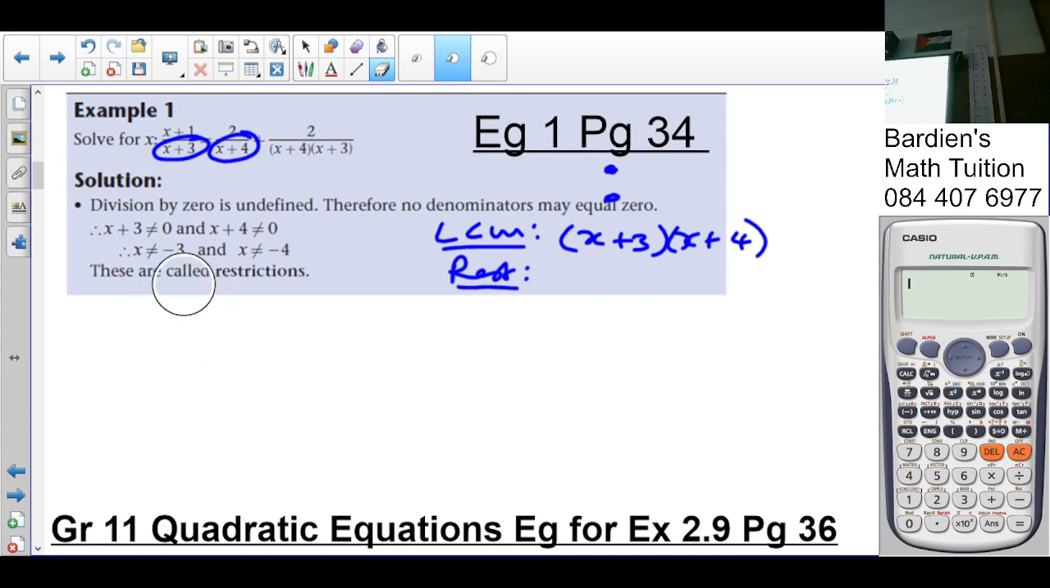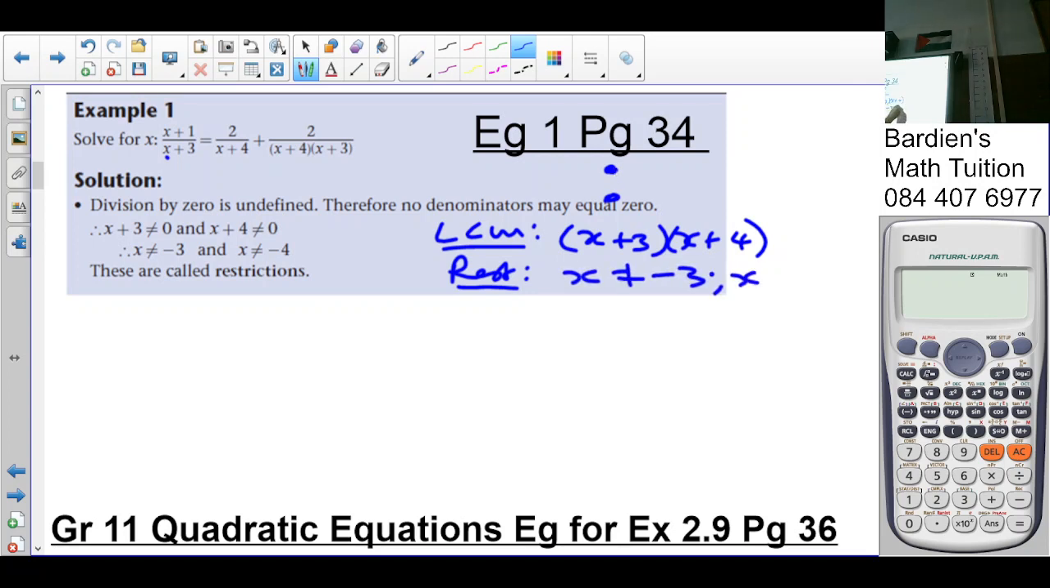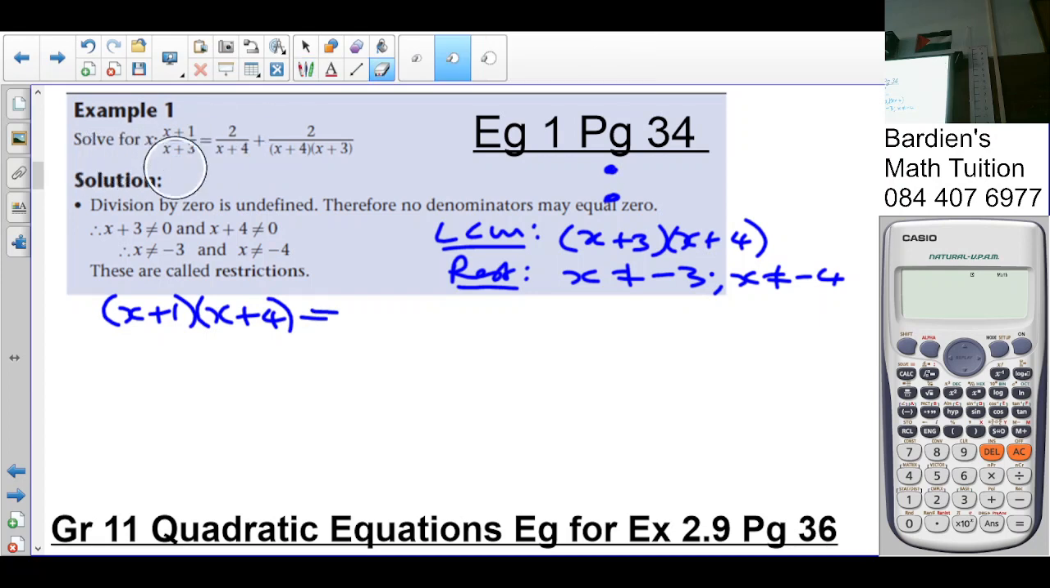So, taking that into account, we know that x plus 3 must be multiplied by what to get us (x plus 3)(x plus 4)? What must x plus 3 be multiplied by? X plus 4. So the numerator must also be multiplied by x plus 4 to get equivalent fractions. So it's (x plus 1) times (x plus 4), equals. What must x plus 4 be multiplied by to get a denominator of that LCM, which is (x plus 3)(x plus 4)? X plus 3. So the denominator is multiplied by x plus 3 and so on the numerator.